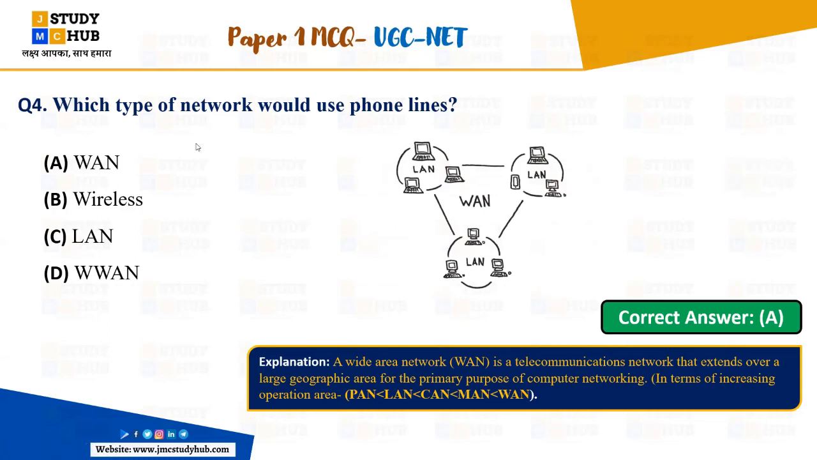WAN, that is wide area network, which is the telecommunication network that extends over a large geographical area for the primary purpose of computer networking. In sequence, the types of networks are written as PAN, then LAN, then CAN, then MAN, then WAN. PAN, LAN, CAN, MAN, WAN, you have to remember this. That is important to go over.